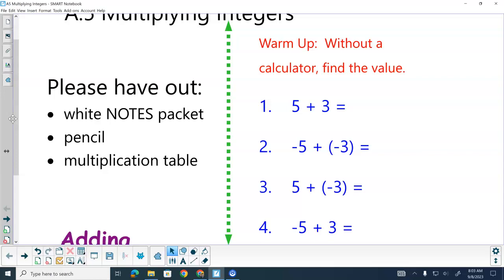Your white note packet out today. Yep. Need a pencil. Yep. And I'm going to give you a multiplication table today because we're doing multiplying numbers today. So I'm going to give you that today.